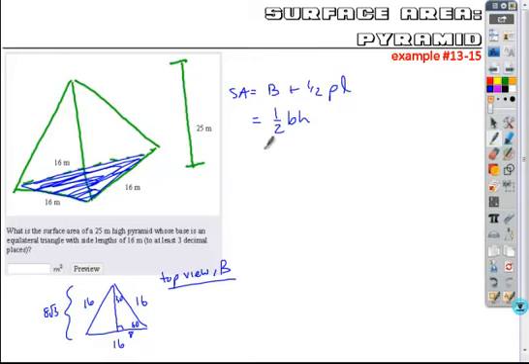Okay, so you know your base and your height here. 1/2 16 is the base times our height of 8√3. Okay, plus we're going to take 1/2 of our perimeter. Well, we see our perimeter is 3 sides of 16, so there's our p-value. All we have left to find is this slant height. Okay, so here is our slant height.